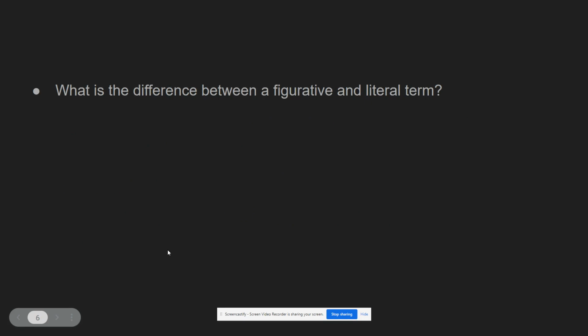Moving on. So here is a little checking for understanding question. What is the difference between a figurative and a literal term? Please define it to your neighbor. Pause the video, and then we'll check for understanding.